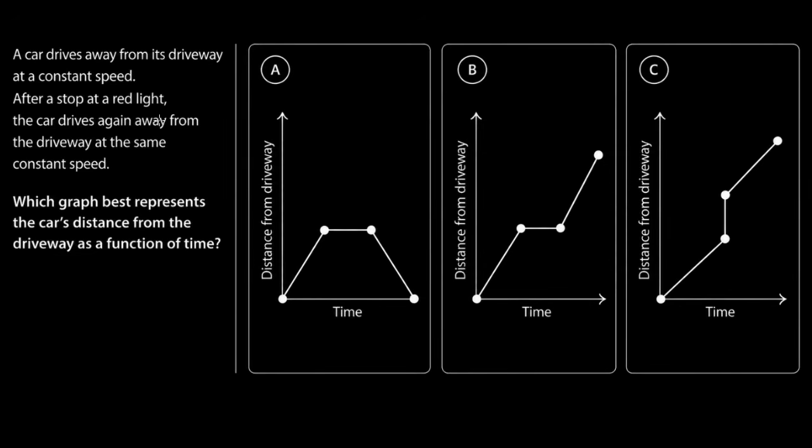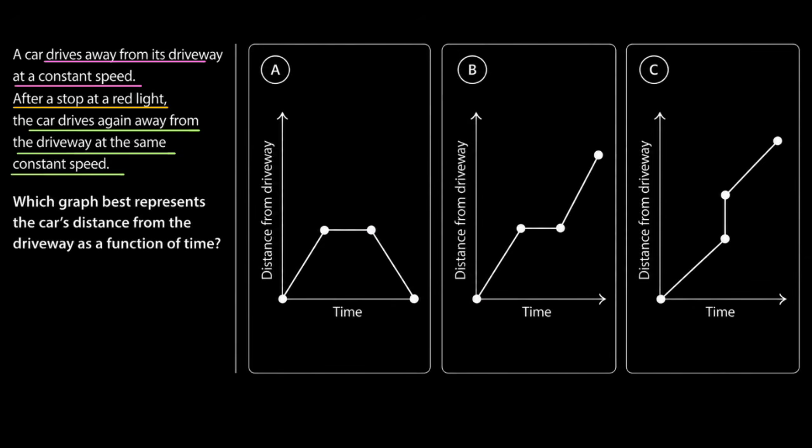We're told that a car drives away from its driveway at a constant speed. Then they say after a stop at a red light, the car drives away again from the driveway at the same constant speed. Which graph best represents the car's distance from the driveway as a function of time? So pause this video and have a go at that before we do it together.